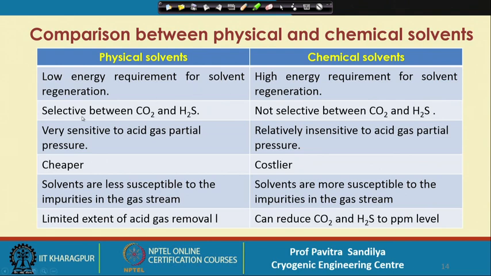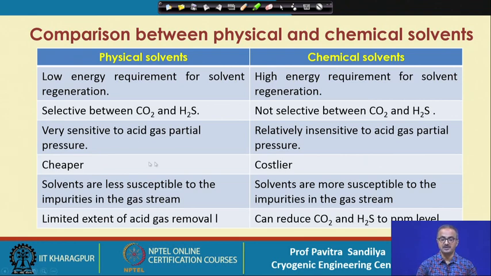Then, physical solvents are selective between CO2 and H2S, whereas chemical solvents are not selective between these two gases, that means these two gases are absorbed almost to the same extent. Then physical solvents are very sensitive to acid gas partial pressure, whereas chemical solvents are relatively insensitive to the partial pressure of the acid gases, that means the concentration of the acid gases in the feed mixture.